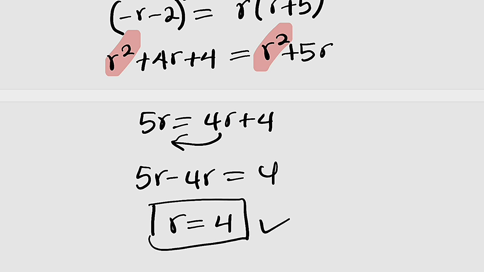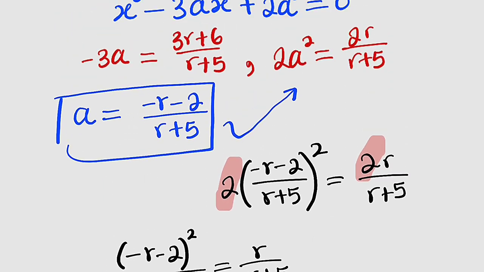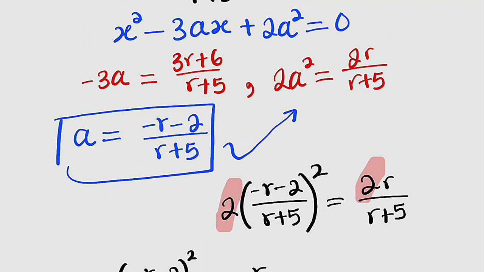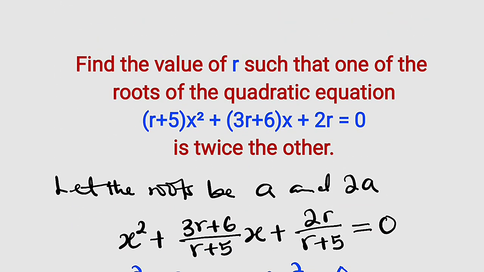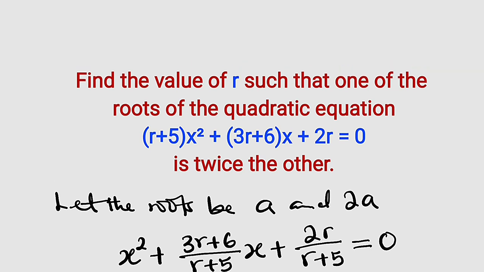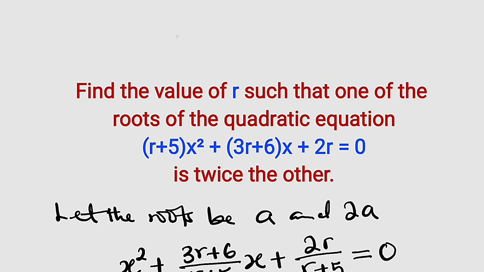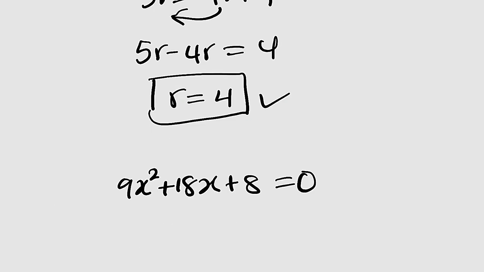But to confirm whether the statement is true, remember, it stated that of the roots, one is twice the other. So let me take the whole of this equation and substitute the value of r. If r is 4, you can see that this will give us 9x squared. 3 times 4 is 12, plus 6 is 18, so 18x. Then plus 2 times 4 is 8. This is equal to 0. So now let us solve this equation and see whether the statement is true.